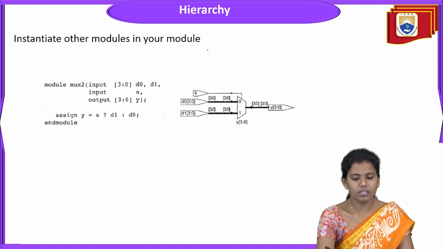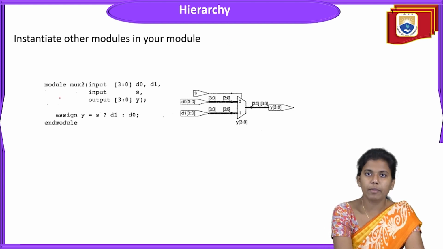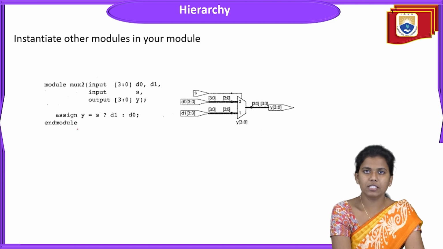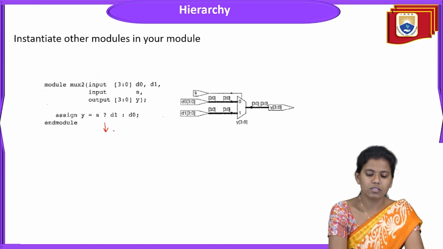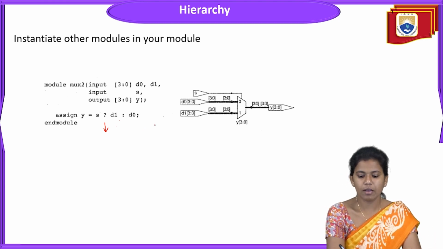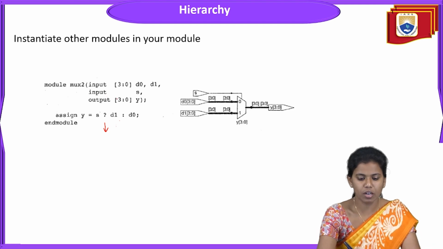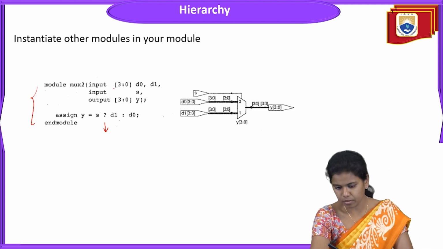So instantiate other modules in your module. How can we instantiate another module? Same: considering the module multiplexer, input, output. How can you see using the conditional operator? Assign y equals my selection lines. Based on the selection lines, the output would be decided, right? So D1, D0. This is a previous example we discussed in the previous slides, but particularly here it is about the hierarchy, or instantiation, of the modules. Different modules are coming under one single module. We'll consider this as an example.